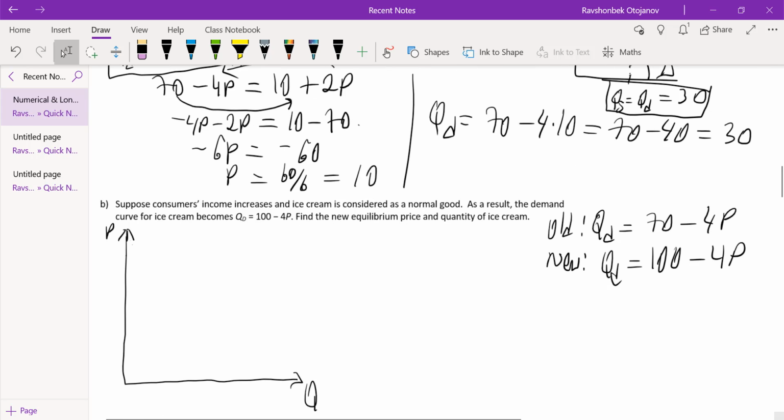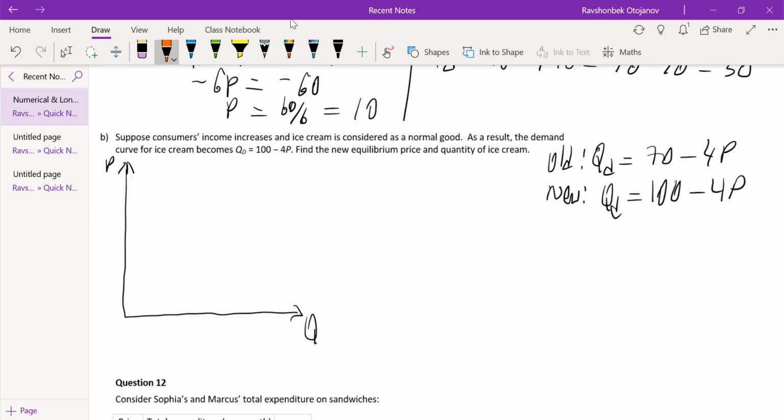So let's have a look. The only difference between these two equations is this intercept term here. There's no change in slope. So it's the intercept. If we were to draw this, let me sketch this. Let's say this is the original point here, this 70. Then this would look like our old demand curve.